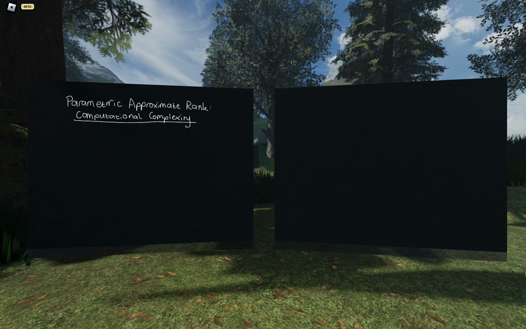So the basic structure that I have planned for today is a very quick recap of the definitions that we need. So this family of neural networks, the rank, the approximate rank, the parametric approximate rank, and also the concept of NP completeness.